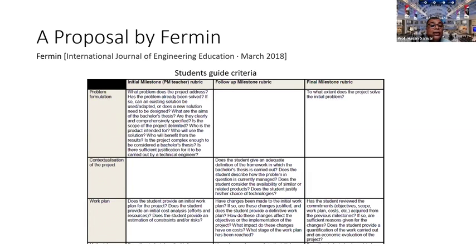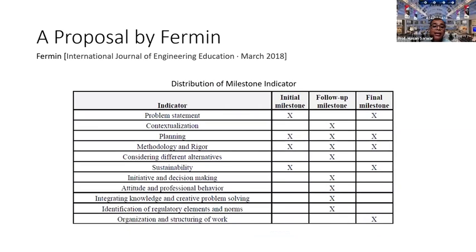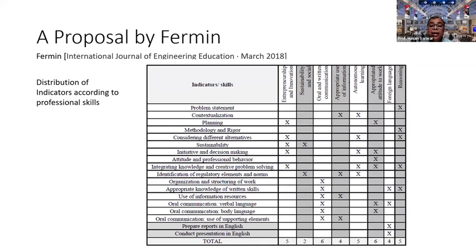So this is the student guide proposed by Farmin, and this is just a distribution of milestone indicators. You can see in the rows the indicators are mentioned, and in which milestone each has been observed. The details you'll find in his literature, his publication.